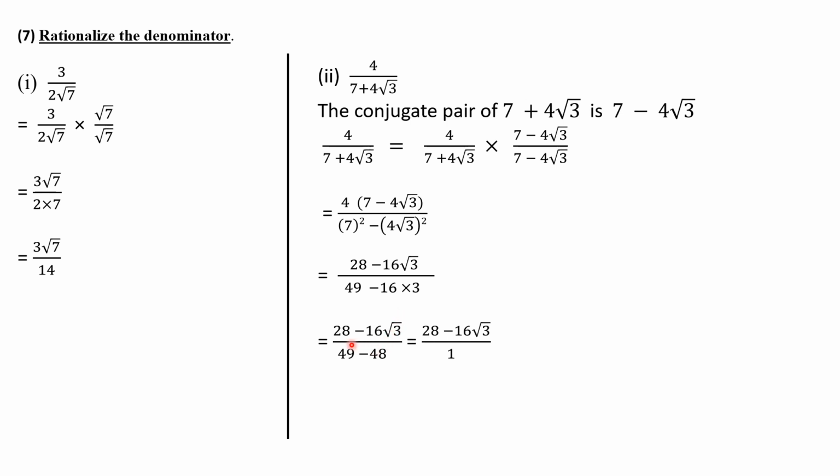So next step is 28 minus 16 root 3 upon 49 minus 48. So 49 minus 48, the denominator will become 1. So next step is 28 minus 16 into root 3 upon 1. So your final answer is 28 minus 16 root 3. I hope you got it.